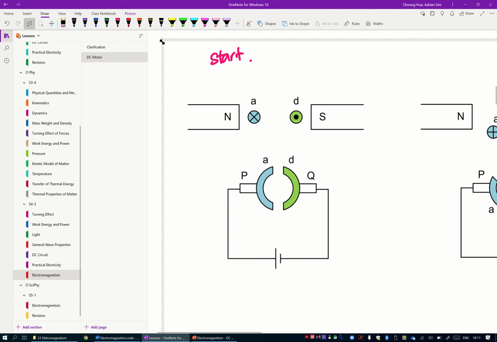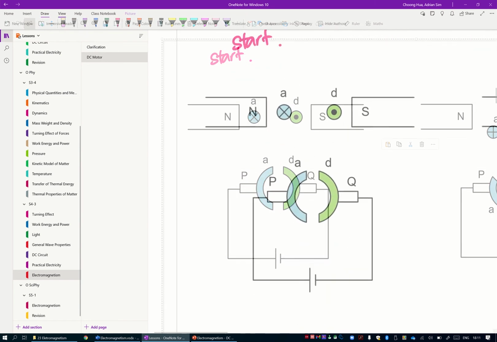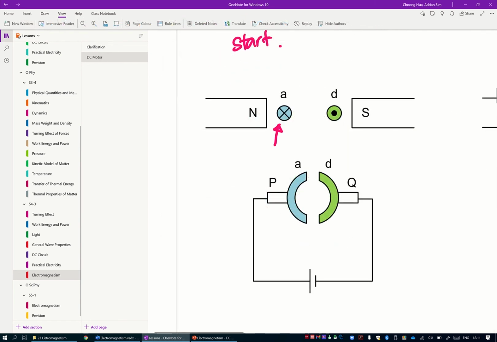Now let's start with the coil in this position as shown. When the switch is on, the current flows along the coil in the direction ABCD. As mentioned earlier, we are going to see this from a two-dimensional point of view because it's easier that way. The current at A goes into the plane and the current at D comes out of the plane.